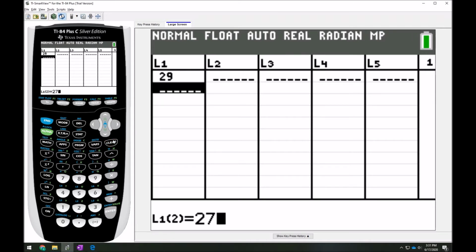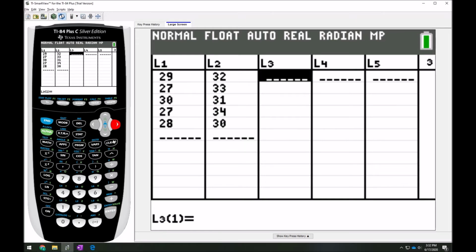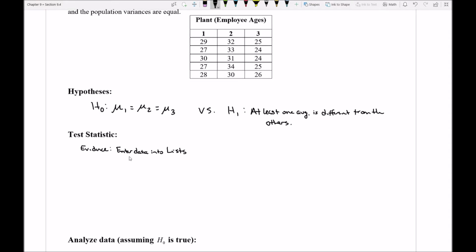So I have my first set of data. That's my ages for the employees at plant number 1. Then the ages for employees at plant number 2. And then finally the ones for plant number 3. Once I have all of these inserted, I'm pretty much done with my evidence. Well, now we're going to go ahead and move on to our checks.